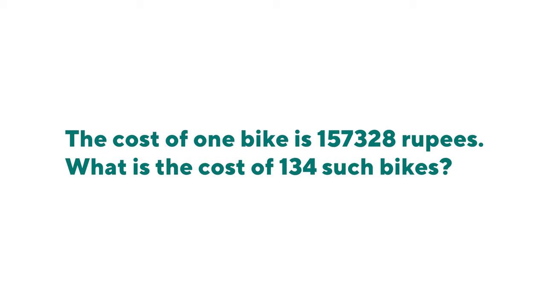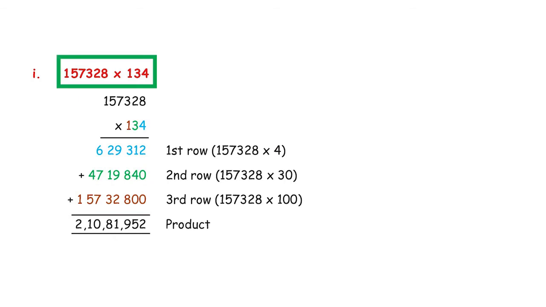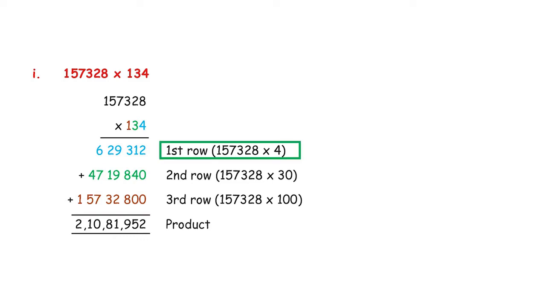You see, this is a practical application of multiplication. One bike costs you 1,57,328. What is the cost of 134 such bikes? Let's do the multiplication. First we write down 1,57,328 into 134. So the first step for you to do is 1,57,328 into 4. That goes into the first row. When you do that, you get 629,312.